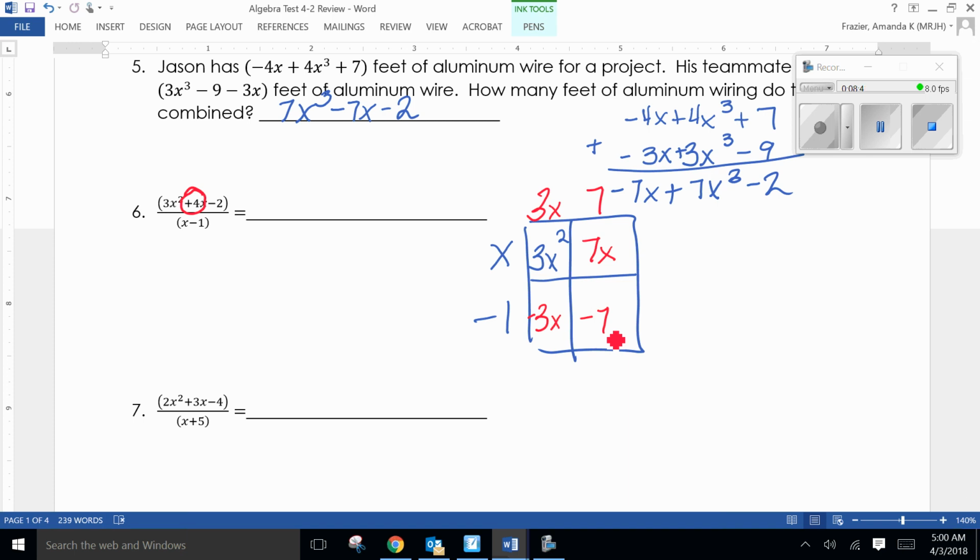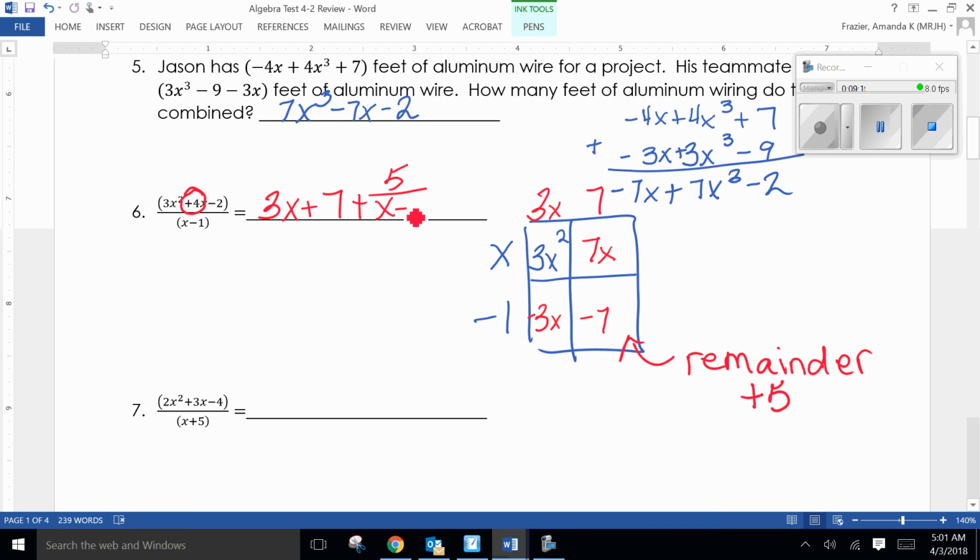Okay, so I actually do have a remainder. I don't want negative 7. I want negative 2. So my remainder, what would I need to get to negative 2 would be positive 5. I would need to add 5 to get to negative 2. So that means my answer is 3x plus 7 plus 5 over x minus 1.